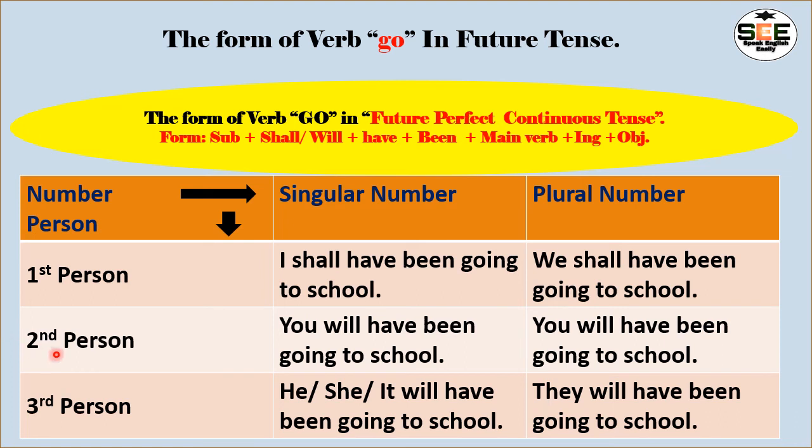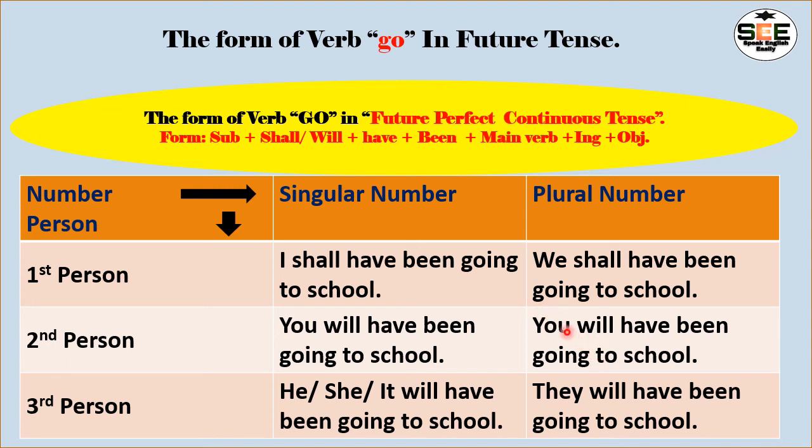So now we can see here the second person singular: you will have been going to school. Here you is the subject and will is the indicator of future tense, and have is the helping verb, and been is the be verb's past participle form, and go is the main verb plus ing as per our rule, and school is the object. Here as well, you will have been going to school.